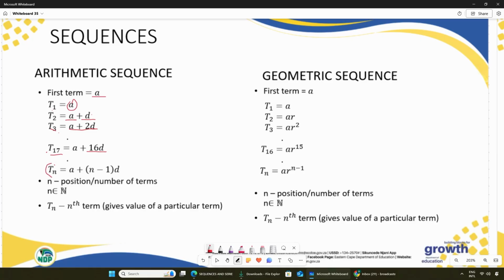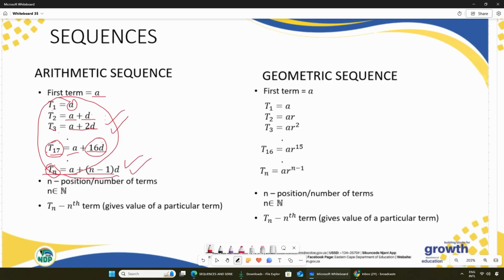If you are in any term, you must know that it will be the first term, which is A, plus the previous number. Let me go back to that T17. It is T17, so that simply means it's the first term, which is A plus 16D. So that's how we obtain the general term, which is Tn equals A plus (n minus 1)D. We call this the general formula for all arithmetic sequences. This always works in all arithmetic sequences.